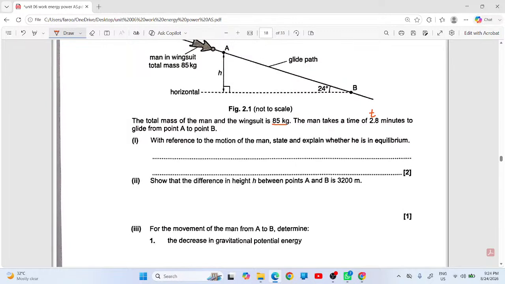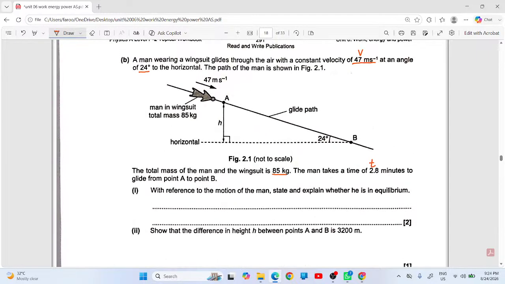Is he in equilibrium? No. Why? He is moving. Okay, he is moving with constant velocity. Although he is moving, he is moving with constant velocity, so the acceleration is zero and the net force is zero, and this is the condition for equilibrium: the net force acting on the body must be zero.